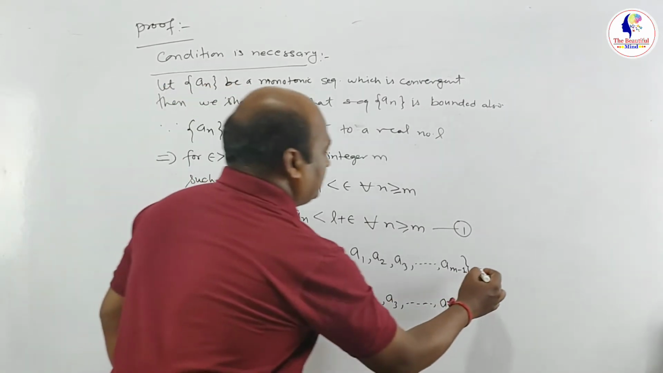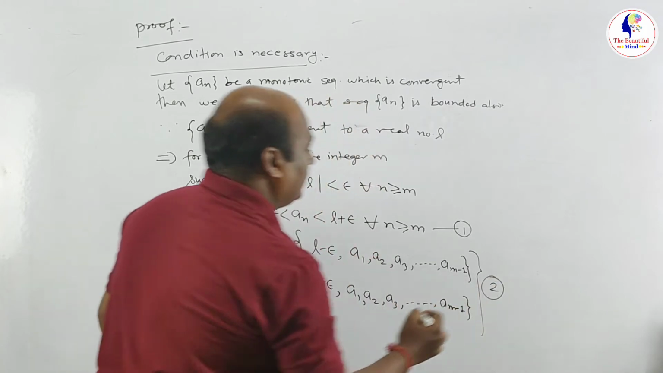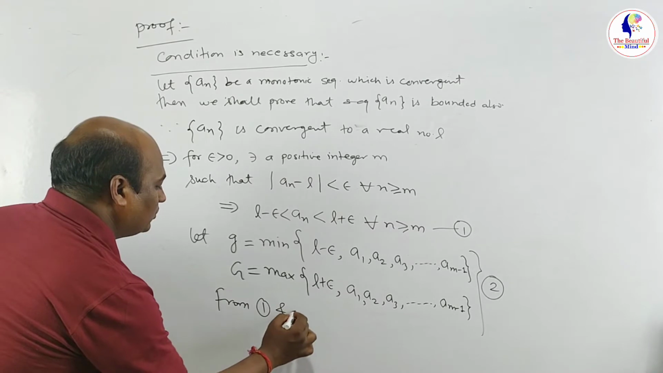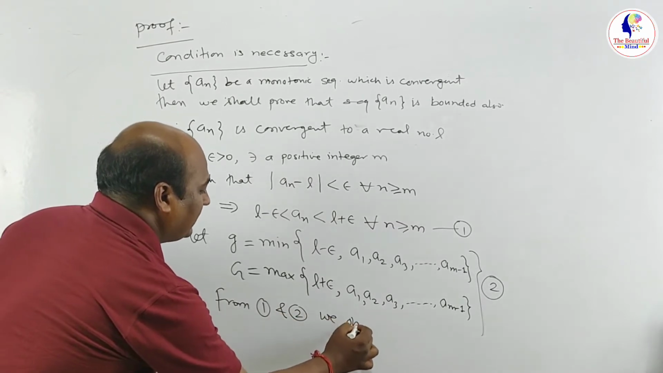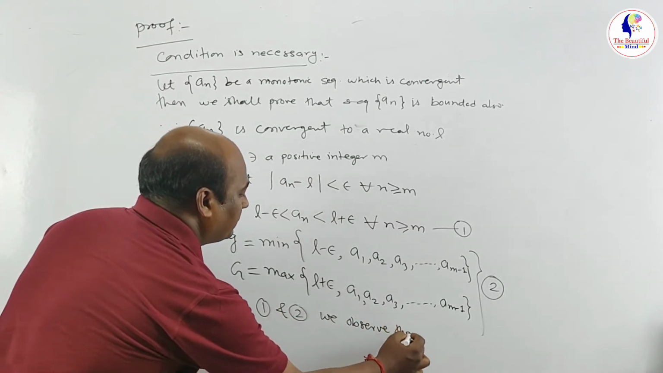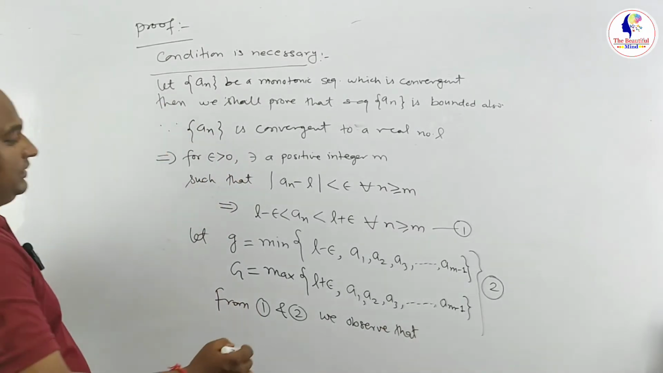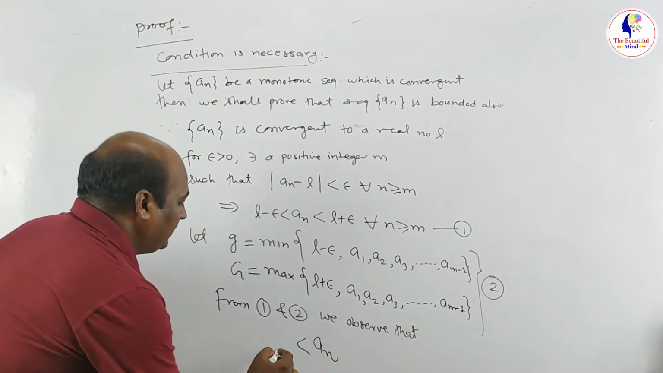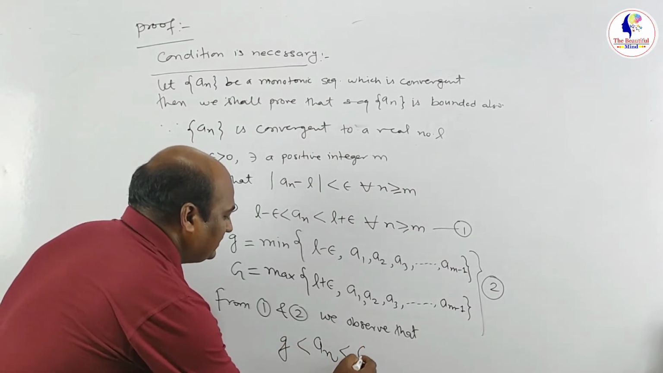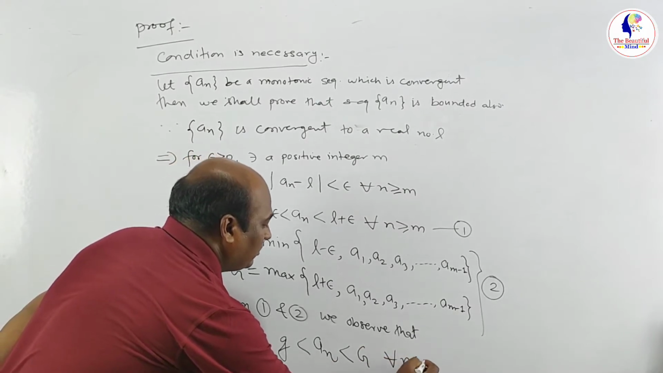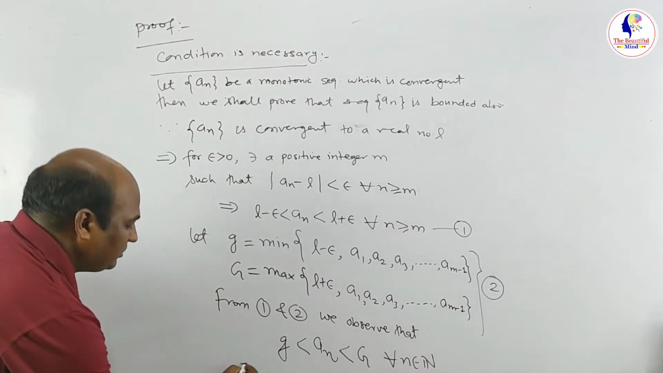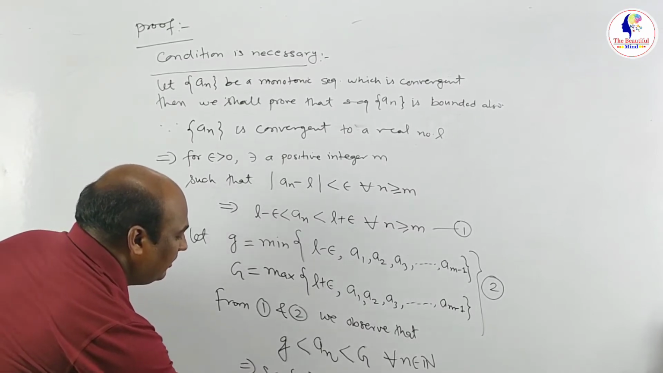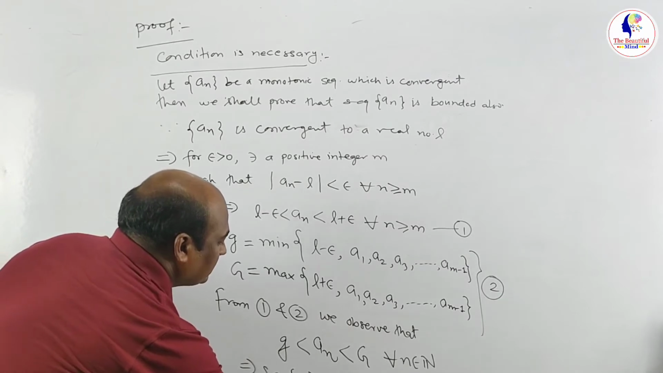So this is 2. From 1 and 2, we observe that each term of the sequence is lying between small g and capital G, that is, for all n belonging to the set of natural numbers. This implies that the sequence an is a bounded sequence.